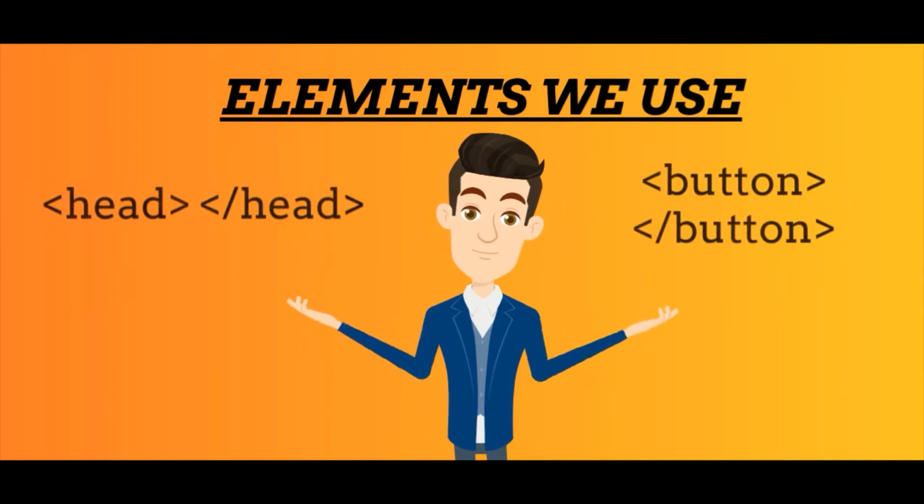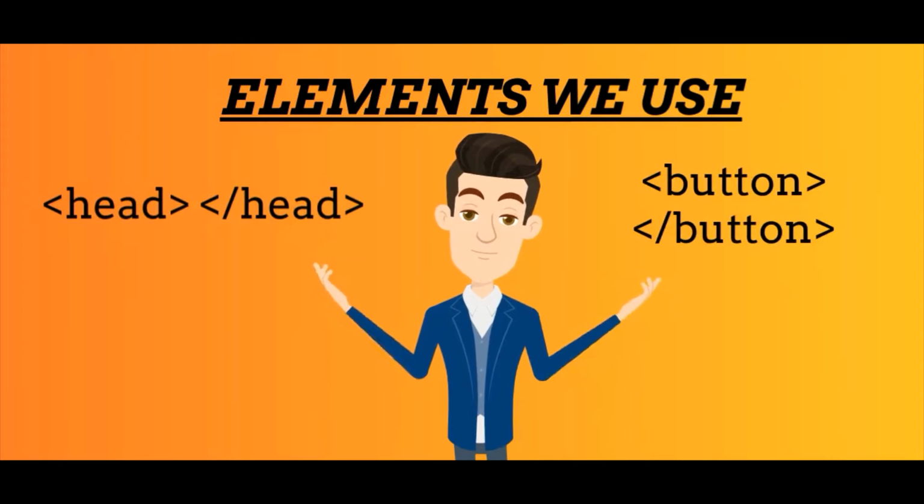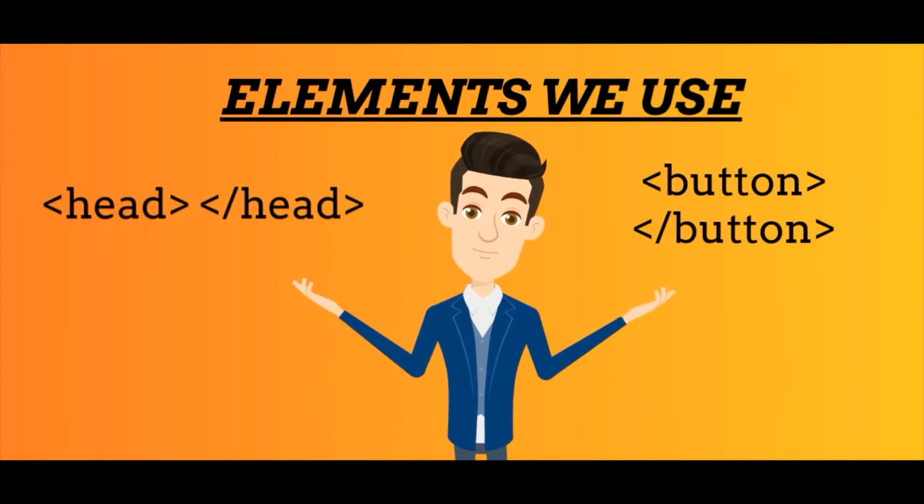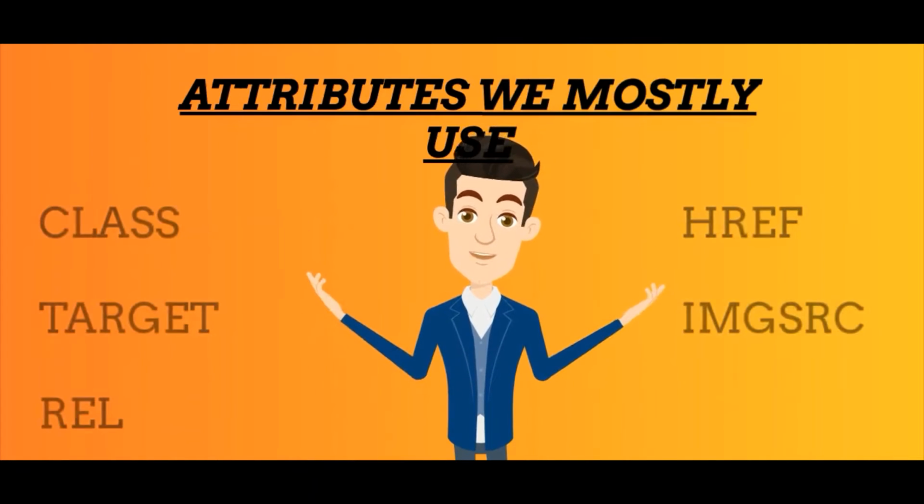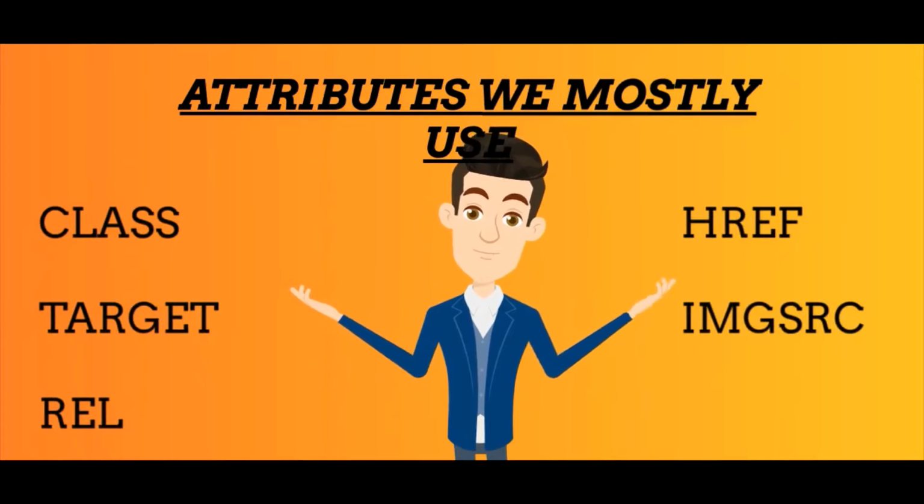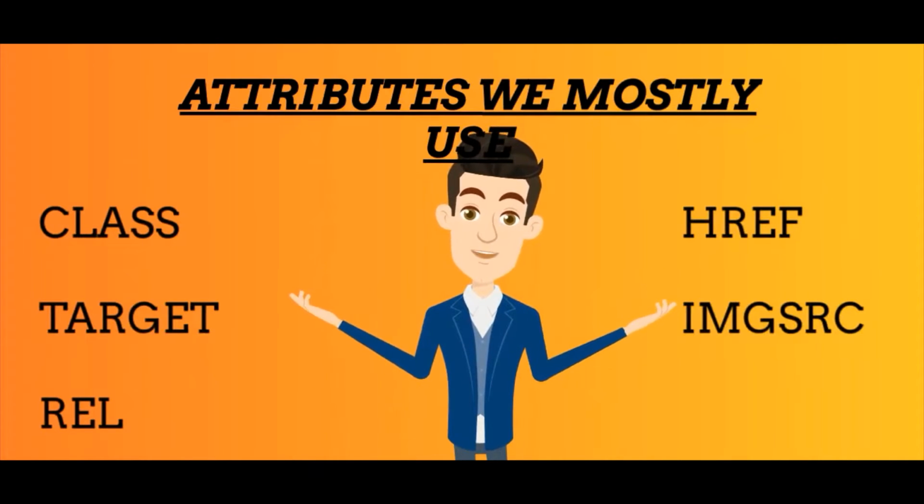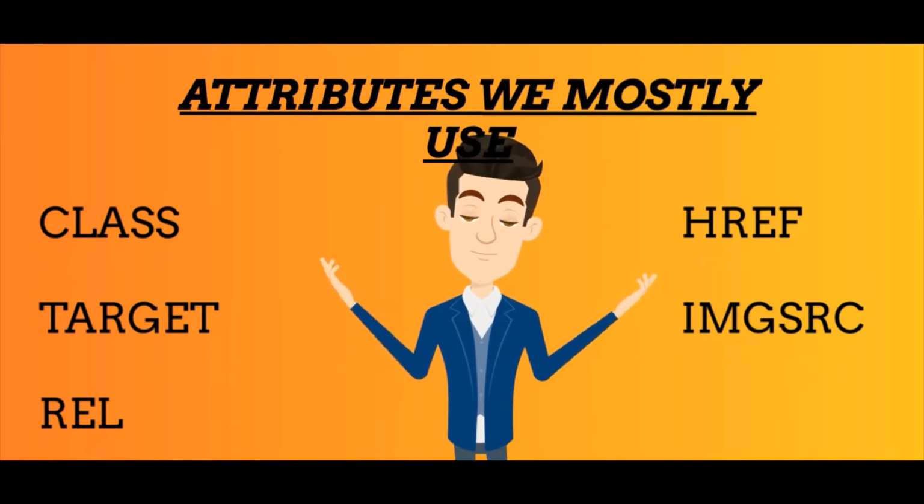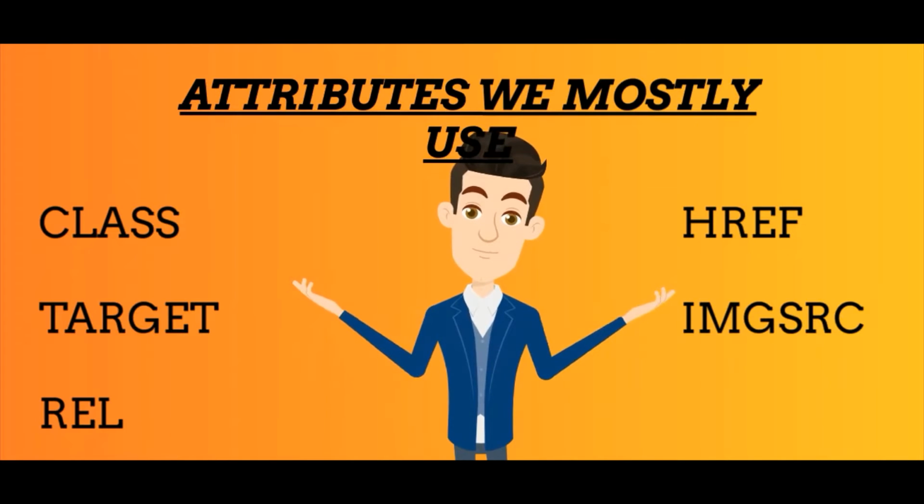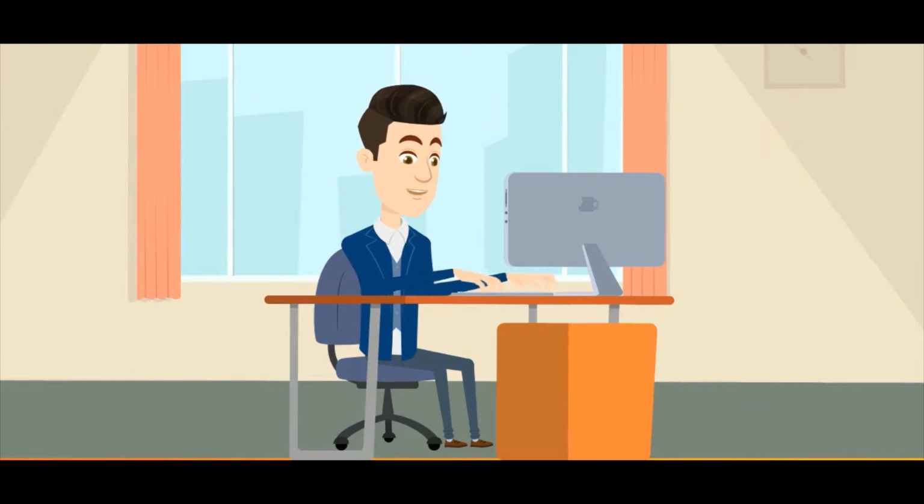Head and button are the elements which we mostly use in this project. We have already discussed head. Button element is used to create any button in the web page. Attributes we mostly use are class, target, rel, href, and image source. Our concept of HTML has been completed for this particular project. Let's start to code for our class joining tool.